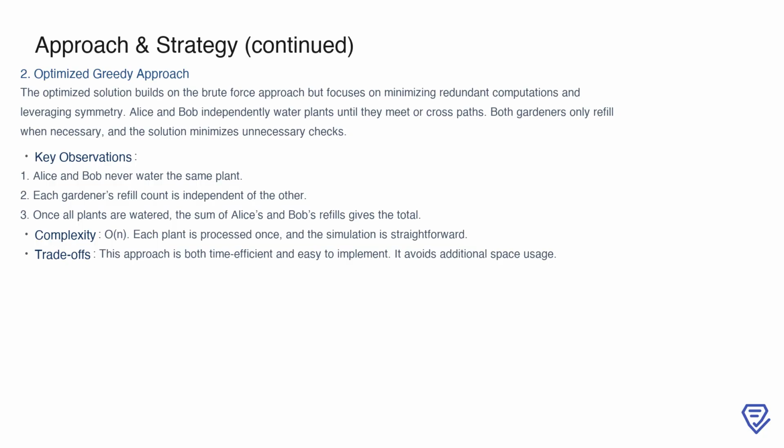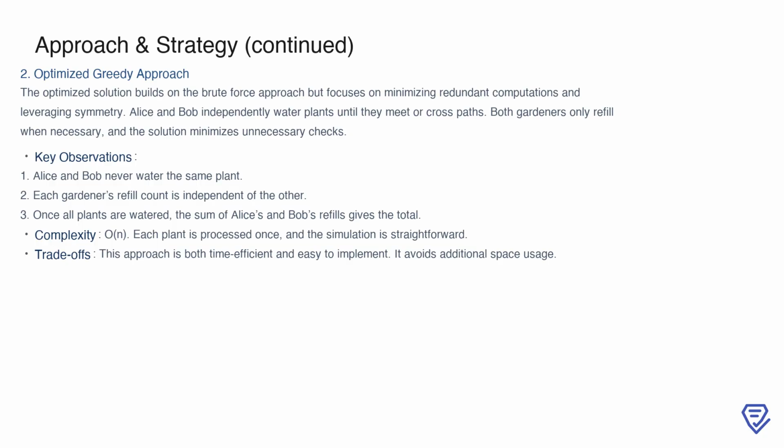Key observations here include the fact that Alice and Bob never water the same plant, and their refill counts are calculated separately. The sum of their refill counts gives the total number of refills needed to water all the plants. This method is efficient, as it processes each plant only once, resulting in O(n) time complexity. Additionally, it avoids any unnecessary checks and does not use extra space, maintaining O(1) space complexity.